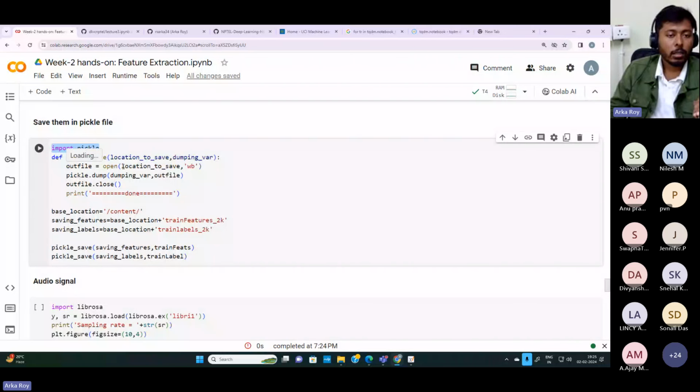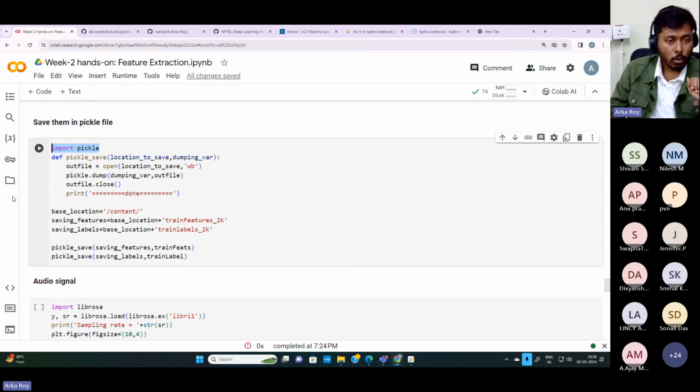So what it will do, it will create a folder where you want to save. So open location to save, and this is basically fetching the location. After that, you need to dump the variable in that particular location. So pickle.dump, within the brackets is the argument, that is the dumping variable, and the out file, that means the destination location where you want to actually dump the file, and then the out file will be closed. That means it is already saved, and print done is basically to ensure that your data has been saved.